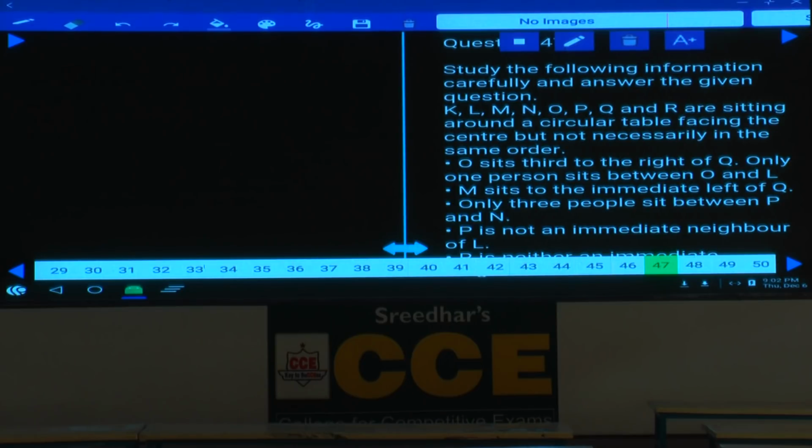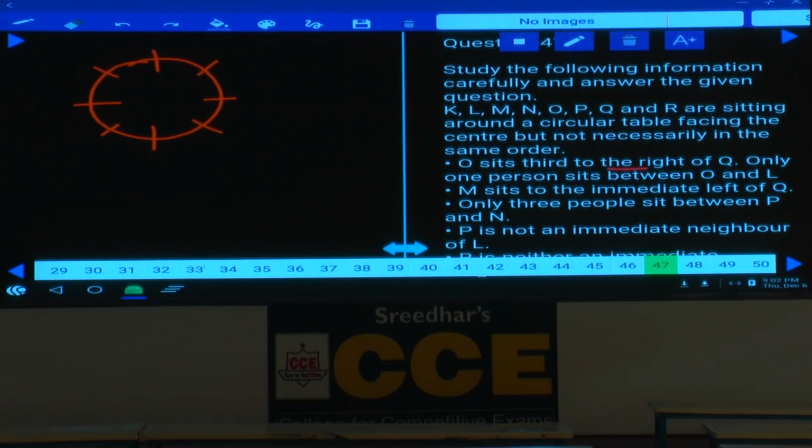Then 47 to 51, K, L, M, N, O, P, Q and R are the 8 persons seated around a circular table facing the center. Now clearly given 8 persons are there, these 8 persons are seated around a circular table facing the center. Then tell me what is the first information here? O sits out to the right of Q.